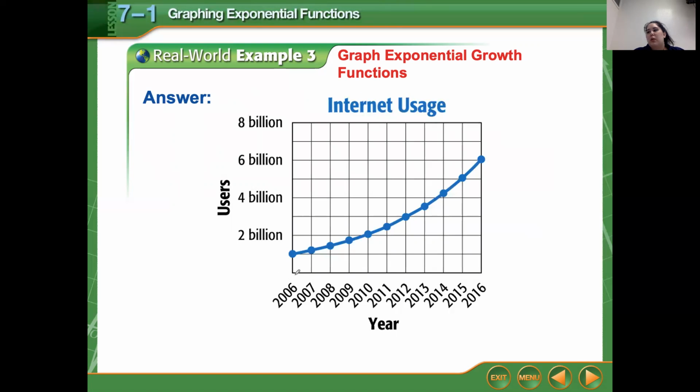Your starting point year would be 2006, so then you would move forward. If you want to relabel this, you can say years since 2006, and you can do 0, 1, 2, 3, 4, 5, 6 in that way. But this is what it would look like, and it says we'd have about 6 billion people using the internet.